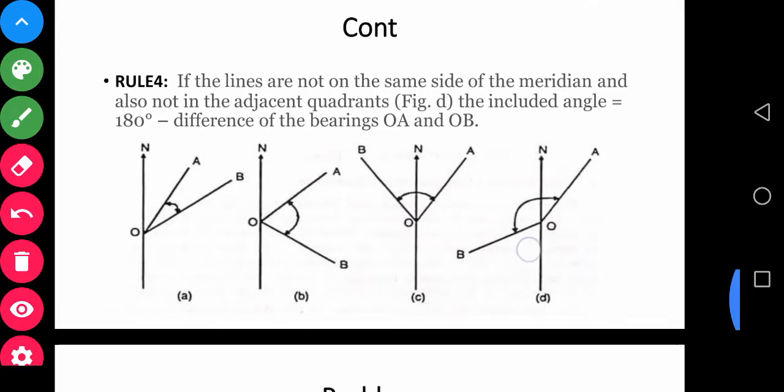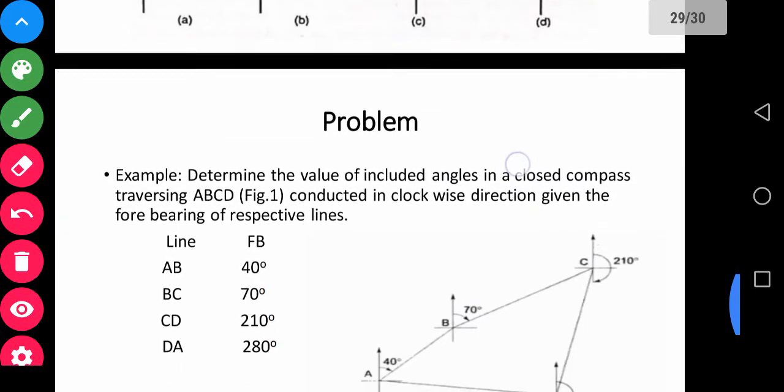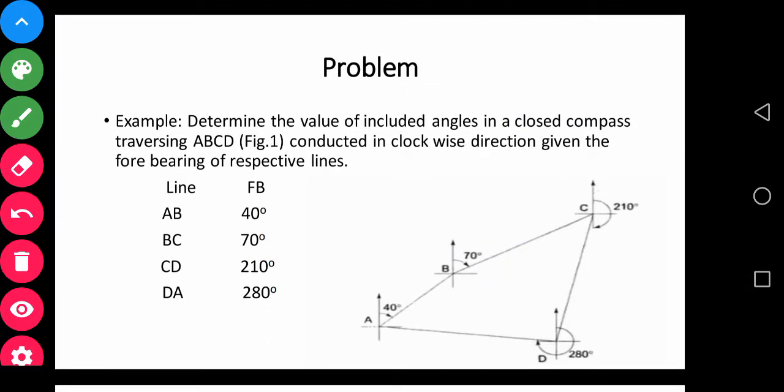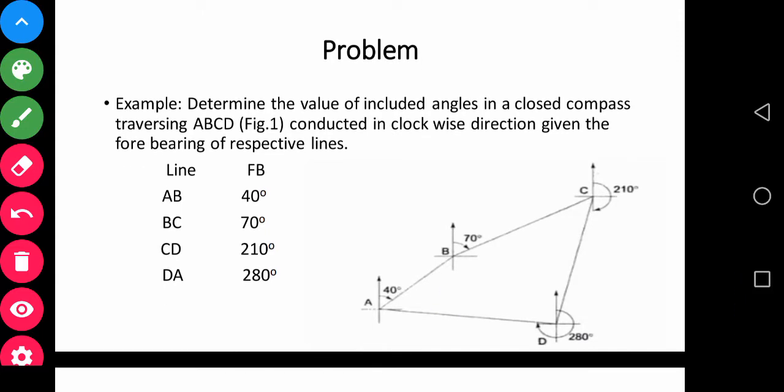So that was about how we can calculate the included angle if the angles are given in the quadrantal bearing system. Now we can solve one numerical problem on how to calculate included angles if a closed traverse is given. Here is one example: determine the value of the included angles in a closed compass traverse ABCD, shown in the figure, conducted in the clockwise direction. As we discussed earlier, the traverse may be clockwise or anti-clockwise. In this case it is clockwise, and the bearings of the respective lines are given: AB is 40 degrees, BC is 70 degrees, CD is 210 degrees, and DA is 280 degrees.